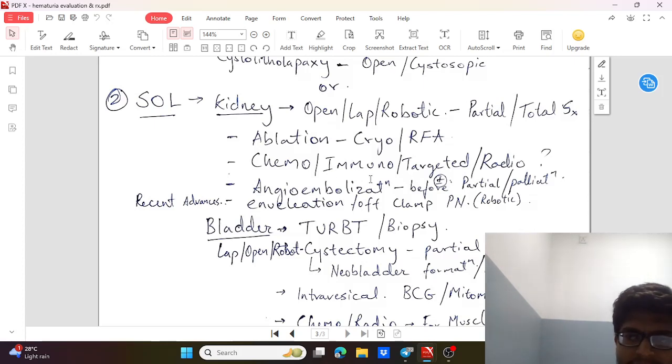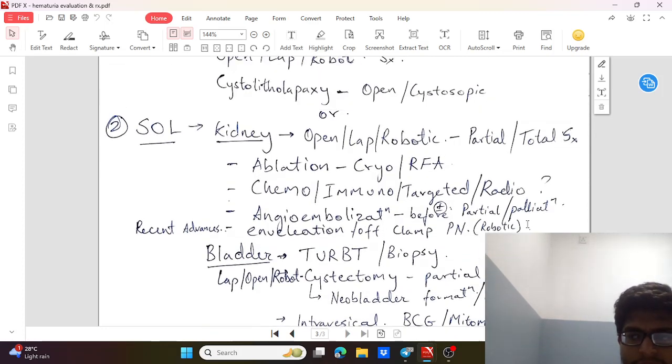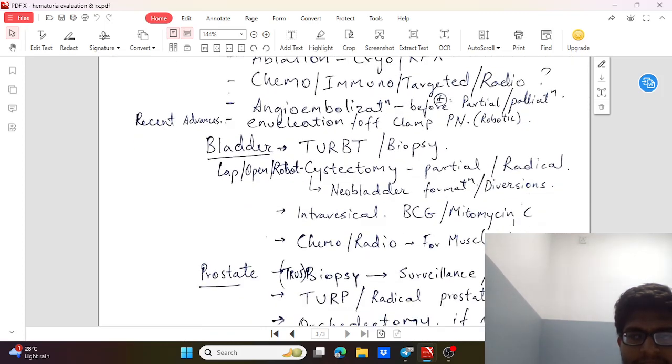Then angioembolization of SOL before partial nephrectomy or palliation therapy. In recent advances, enucleation of the SOL or off clamp partial nephrectomy, which is done robotically. Then for SOL in bladder, we can go for TURBT or biopsy. If needed, lap, open or robotic cystectomy, which could be partial or radical with neobladder formation and diversion. Then intravesical immunotherapy in the form of BCG and mitomycin C, chemo and radio for muscle invasion.